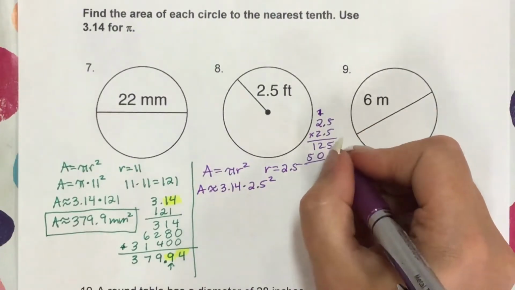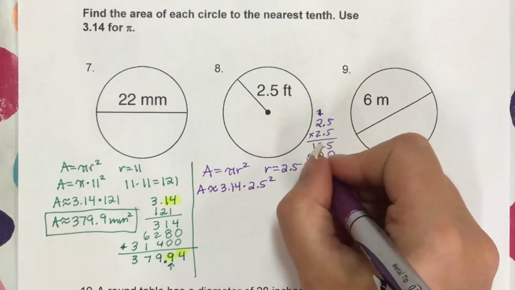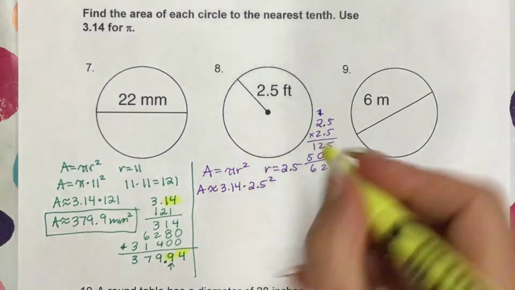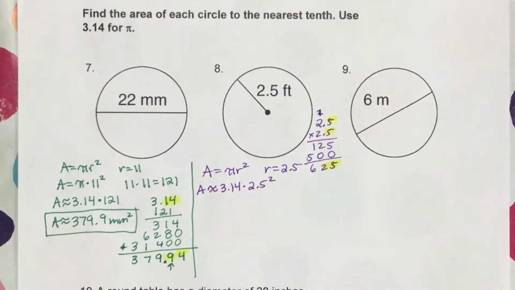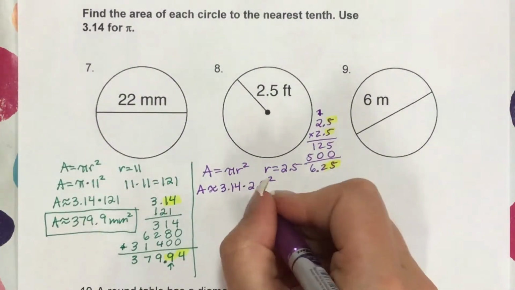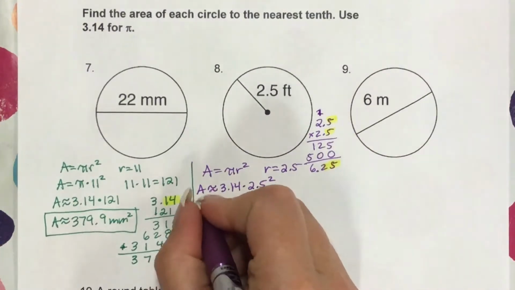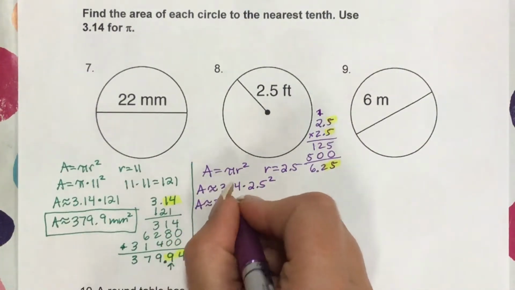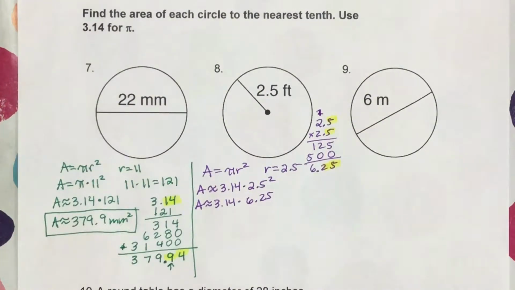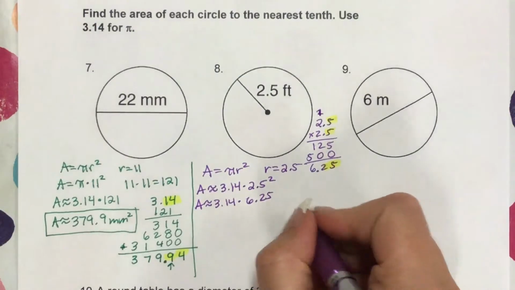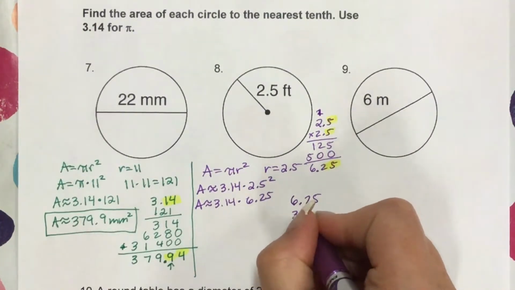Now we add. And we have the 5 plus 0 is 5, 2 plus 0 is 2, 1 plus 5 is 6. We're going to count up the decimal places here. There's 1, 2. That means there's going to be 2 in our answer. So 2.5 squared is the same thing as 2.5 times 2.5, which ends up being 6.25, so we have 3.14 times 6.25. Perfect. Now we just need to go ahead and do this multiplication. So I'm going to go off to the side and do 6.25 times 3.14.